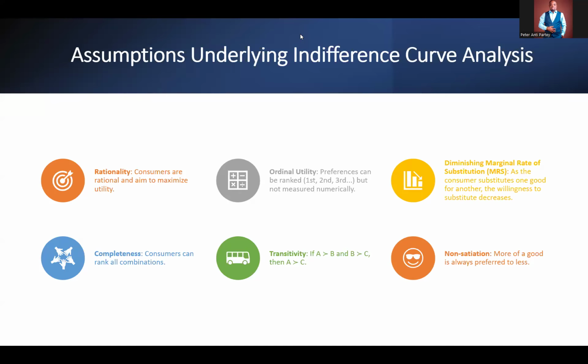Okay, so now let me go back to the board and then I will illustrate the diminishing and then the transitivity for you. Stop sharing.